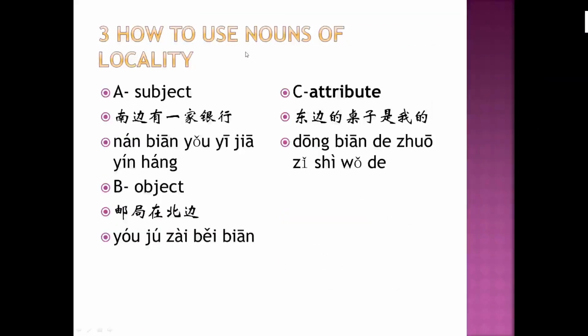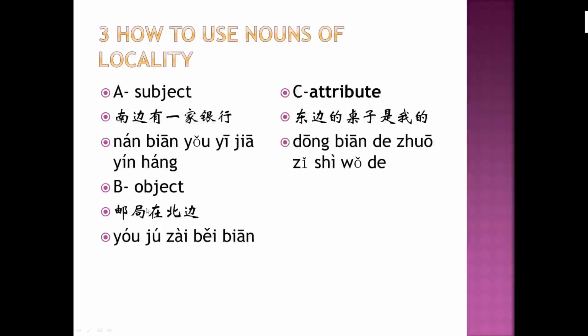And how to use nouns of locality? The first one, A, use as subject. So there is a bank in the south. In Chinese, we can translate like 南边 有一家银行. So repeat, 南边有一家银行.